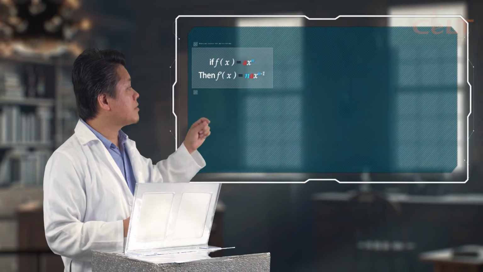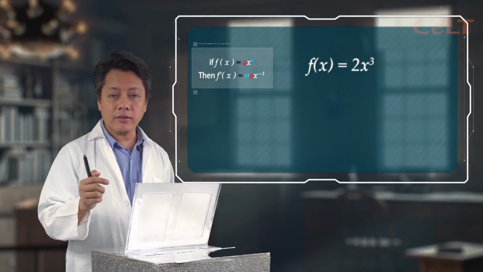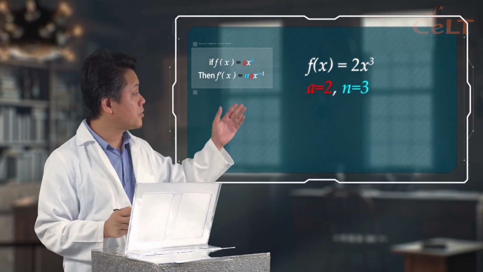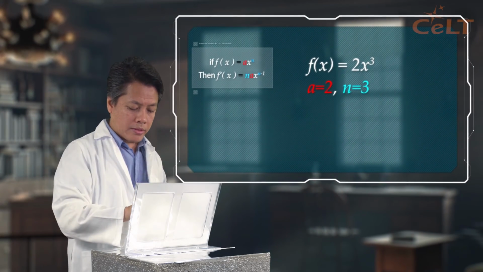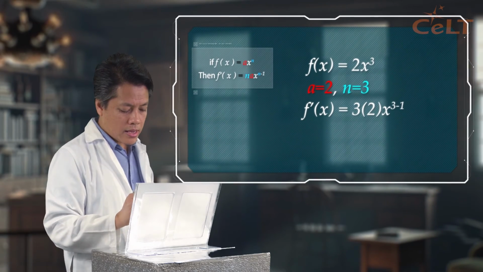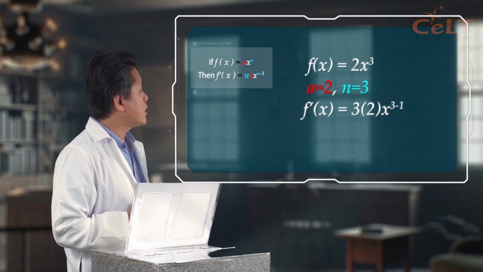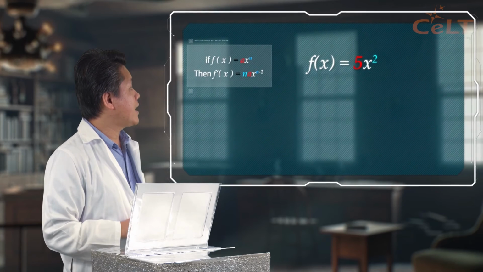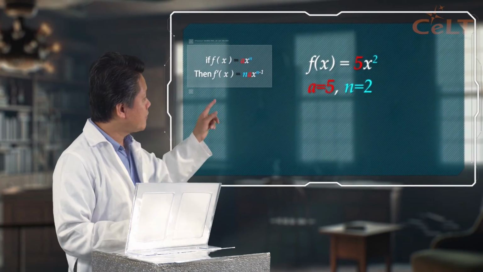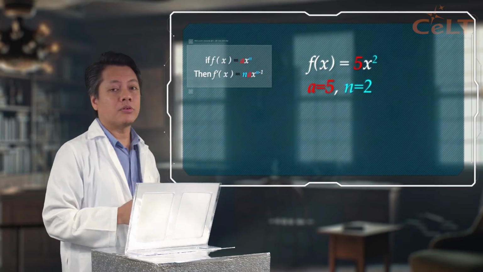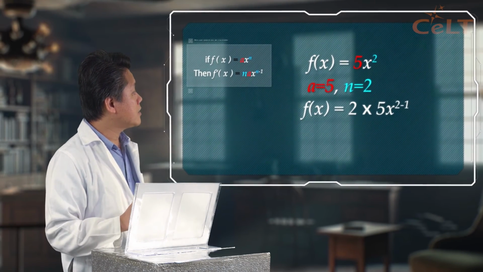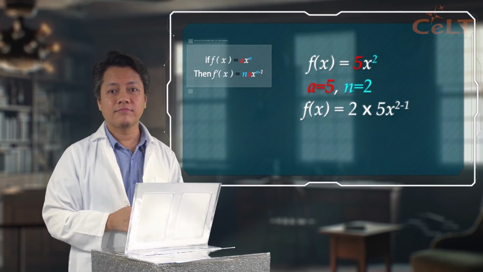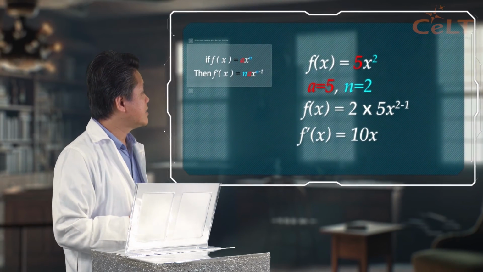The first example, f(x) is equal to 2x cubed. So the value of a is 2 and value of n is 3. When you apply the formula, then you take up the n, which is 3, multiply that by 2, and then x to the power of 3 minus 1. Then you get 6x squared. Next example, f(x) is equal to 5x squared. So the value of a is 5 and n is equal to 2. So f prime x, that is a symbol for derivative, is equal to 2 times 5x to the power of 2 minus 1. So f prime x is equal to 10x.